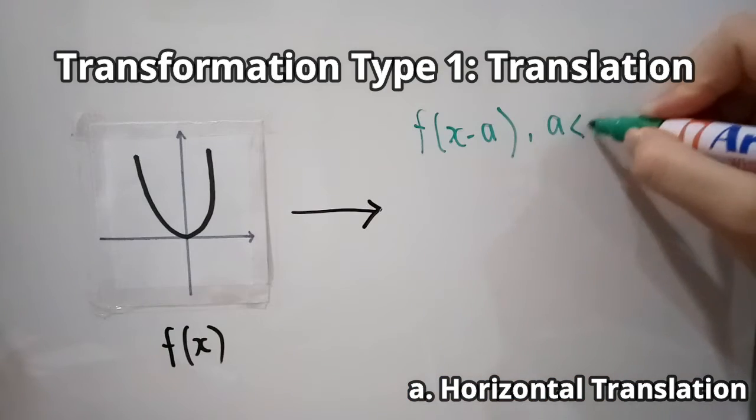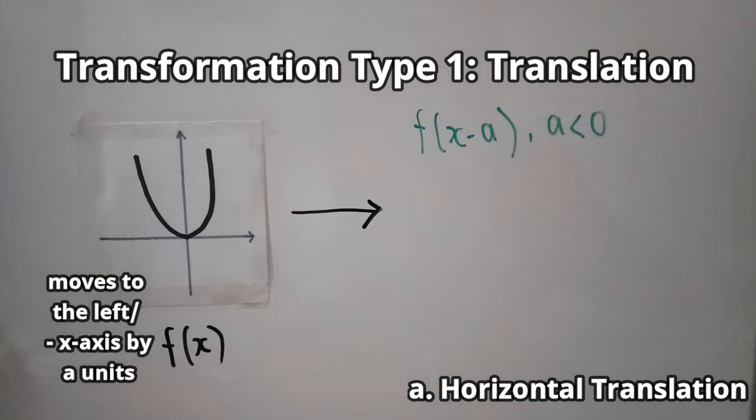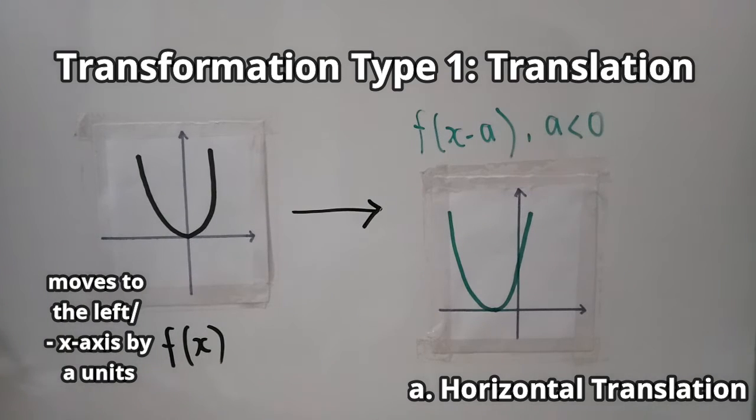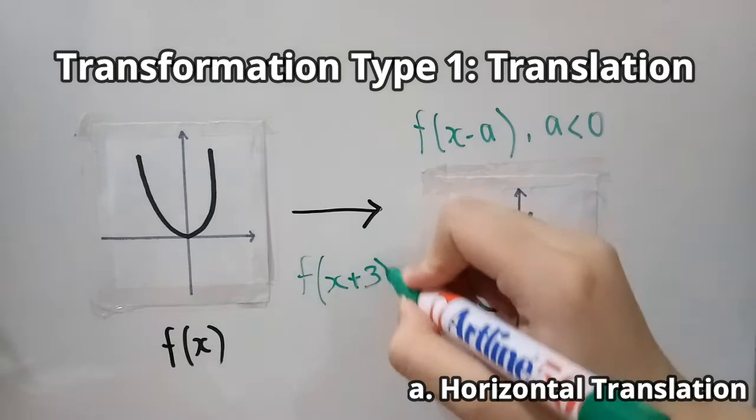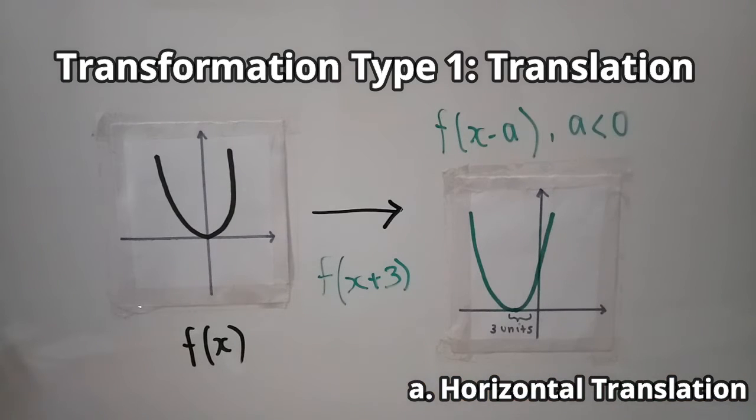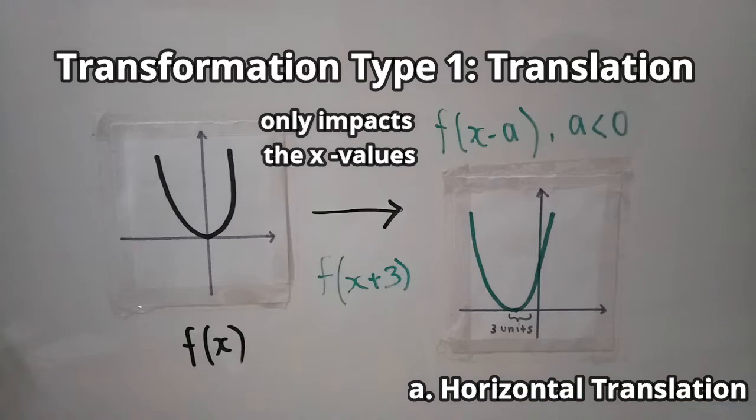Oppositely, if a is smaller than 0, f(x) moves toward the negative x-axis, or to the left. If we have f(x + 3), then f(x) moves 3 units to the left. This translation only impacts the x values of the function.